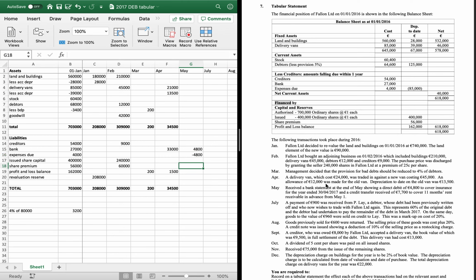Okay, the second part then, you've a credit transfer received at 7/7 to cover 11 months rent receivable. So rent receivable prepaid is also a liability. You owe the money back. So you're going to have a prepaid at the end of the year, so we put it all in as prepaid now. So the rent receivable prepaid is 7,700. And the bank then, your bank overdraft will go down by 7,700.